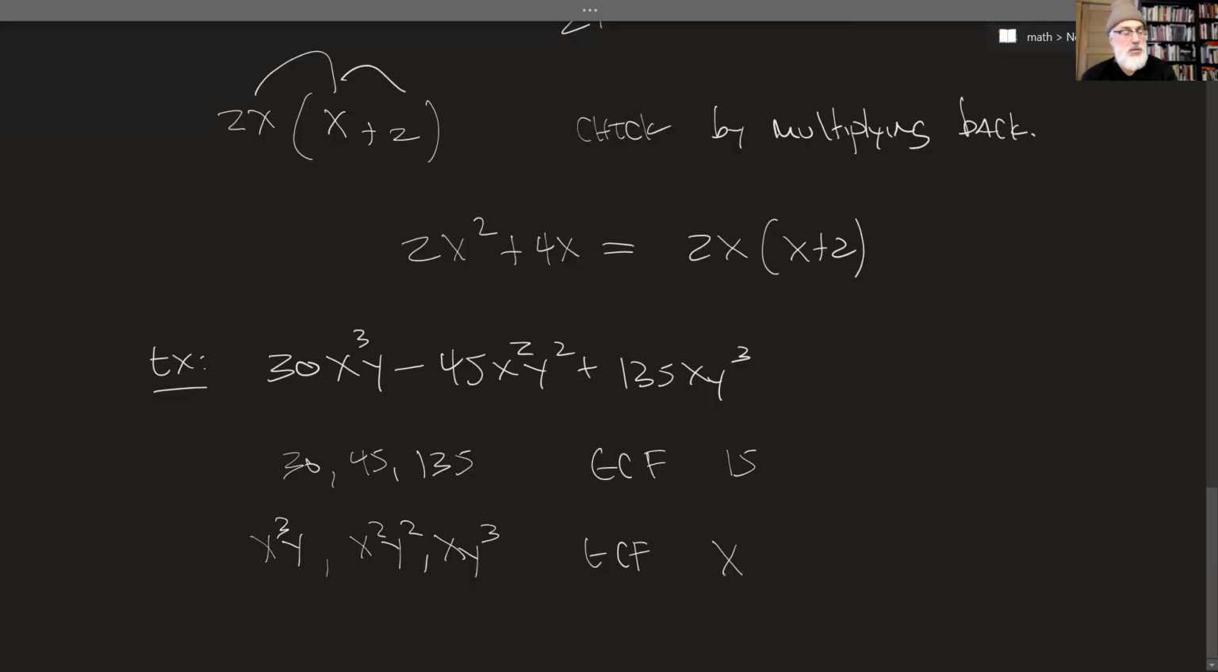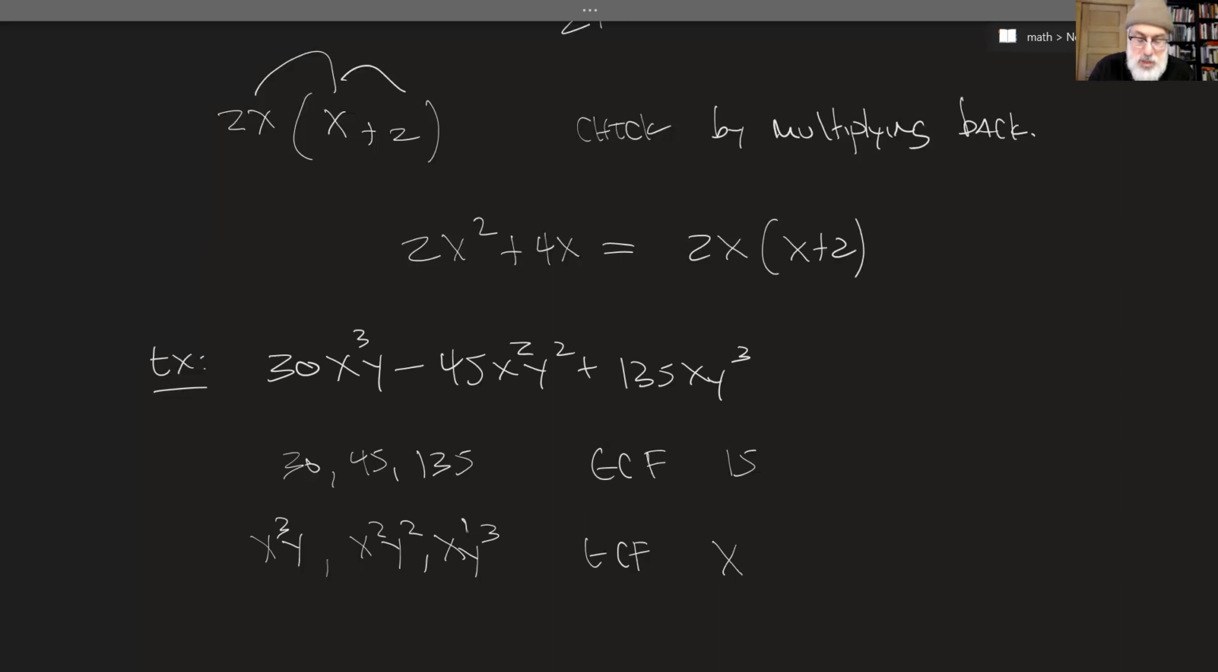Usually you're going to take the lowest power of the variable. So here the lowest power is this 1, so we're going to take a 1 out. Because if we divide x by x cubed or x squared, we're going to get a negative exponent.